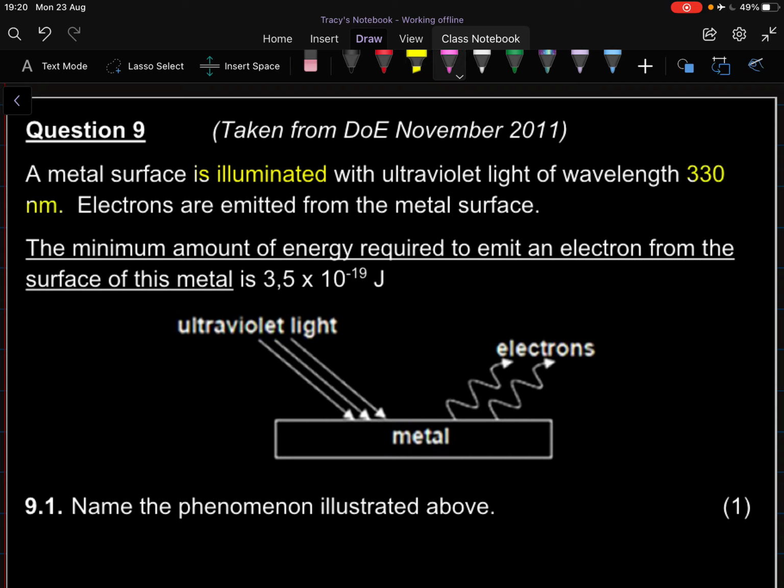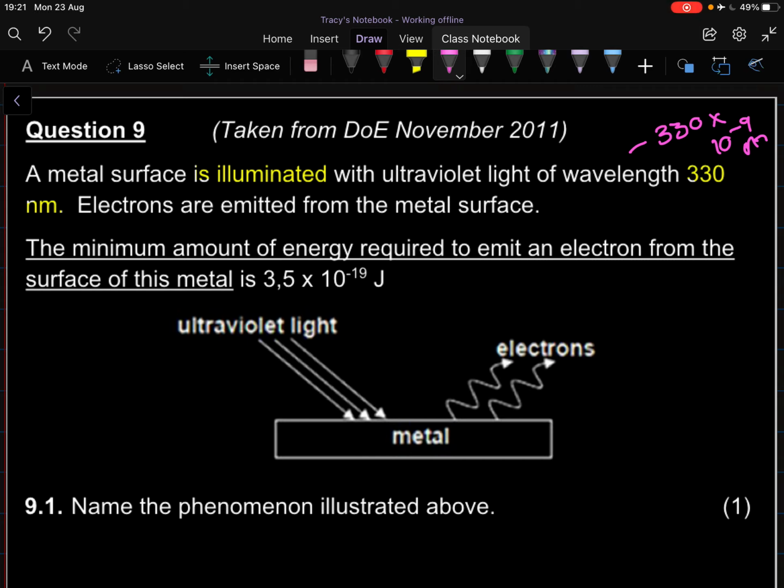Now remember, we can't work in nanometers, so that's 330 times 10 to the minus 9. We're going to do that straight away. This is a very usual conversion. Okay, then they say to us the minimum amount of energy required to eject an electron from the surface of the metal is 3,5 times 10 to the minus 19 joules.